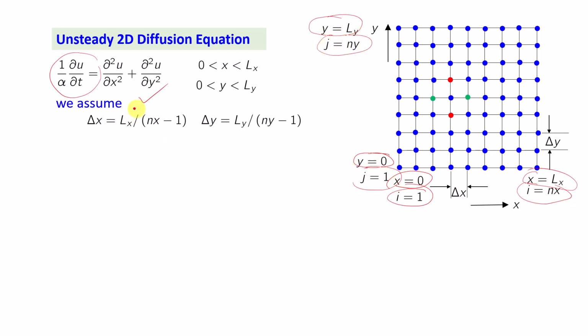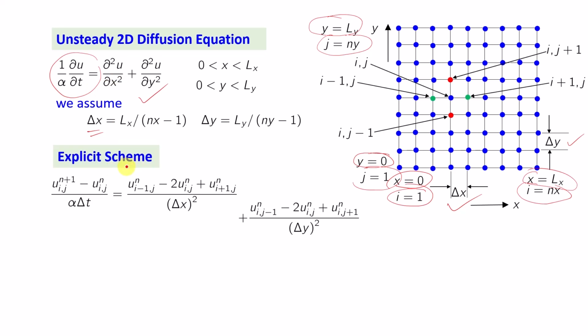We also assume uniform grid, delta x and delta y. They may not be equal, delta x and delta y, but they are uniform by themselves. So now we want to discretize this following the same manner we have discretized before. So we start with the explicit scheme.